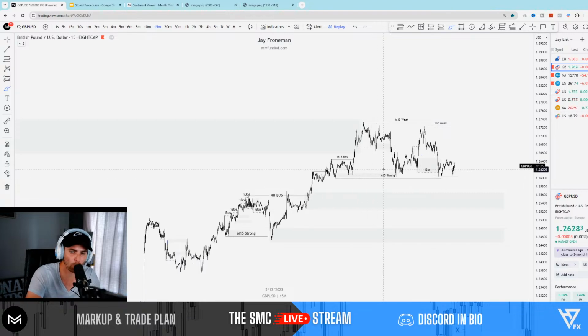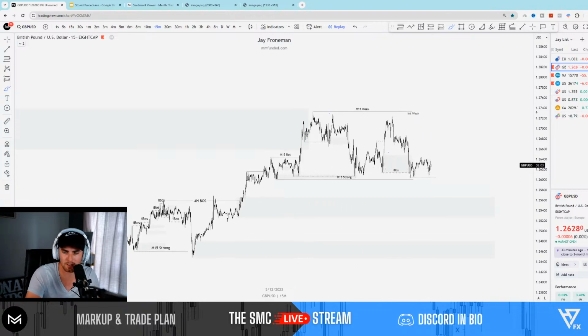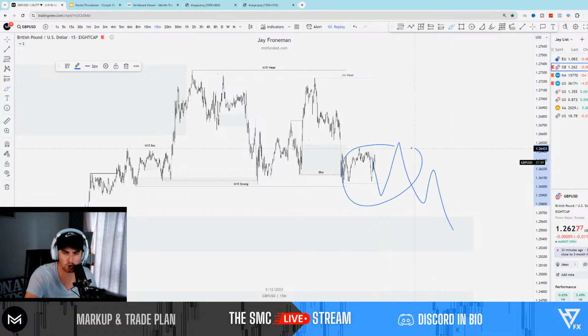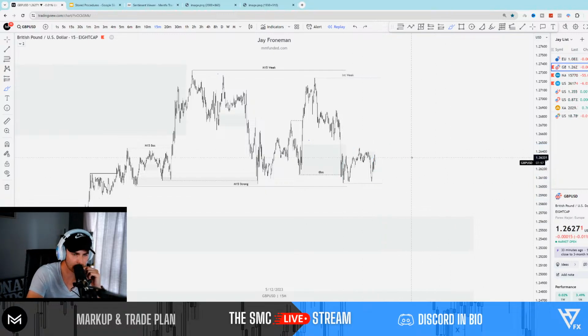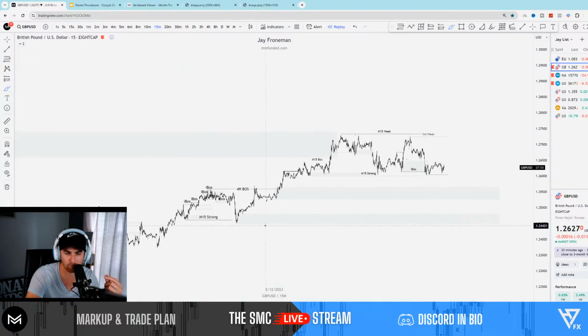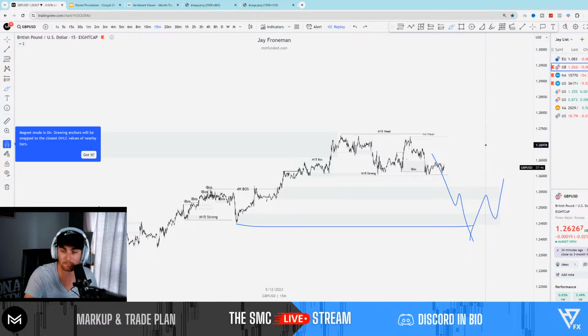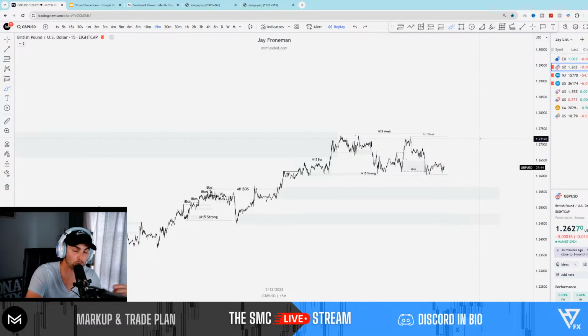The anticipation is now for the 4-hour to start realigning with the daily. So once that M15 shifts bearish, these are phase C shorts. Shorts right now are phase D. And once that 4-hour shifts bearish, any shorts over here on the pullback supplies will then be phase A shorts, in alignment with the internal and in alignment with the overall swing.